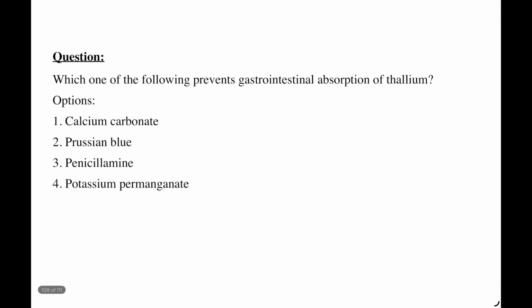Which one of the following prevents gastrointestinal absorption of thallium? For the treatment of thallium poisoning, we give Prussian blue as an antidote. It will prevent the absorption. One more thing, as we already discussed, Mees lines, the transverse white lines which are seen. Now in thallium poisoning, Prussian blue, which is an ion exchange material, potassium ferric hexacyanoferrate, is given in divided doses. It will prevent the gastrointestinal absorption of thallium.